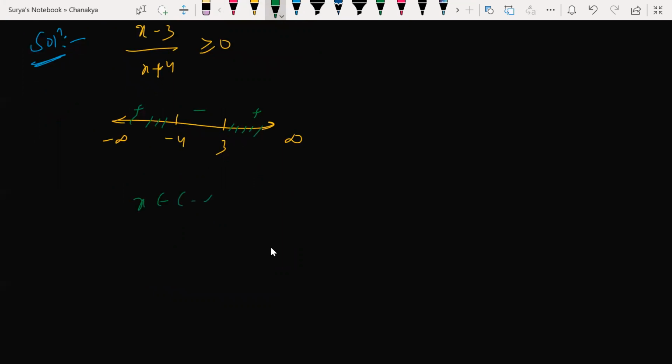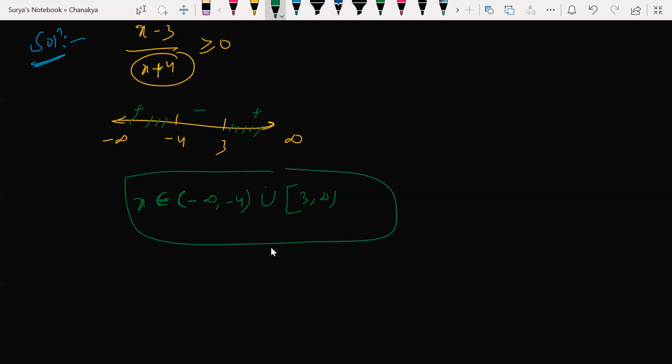Positive region means x belongs to minus infinity to minus 4. Is minus 4 an open bracket or closed bracket? Tell me, guys. Here it has to be an open bracket, because if we include minus 4, the function becomes undefined. If I substitute minus 4, the denominator becomes 0, and the denominator cannot be 0. Then union 3 to infinity. Can we include 3? Of course I can. 3 minus 3 by 3 plus 4 is 0 by 7, which is 0. 0 greater than or equal to 0 is a valid statement.